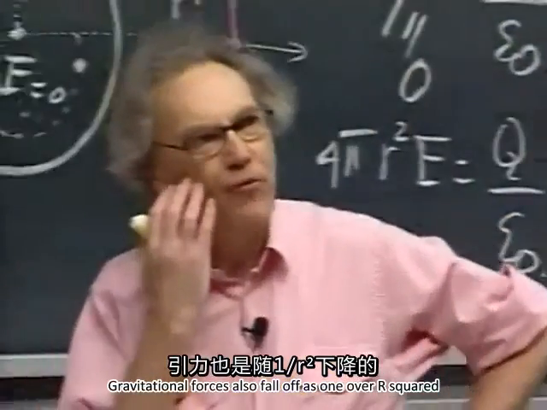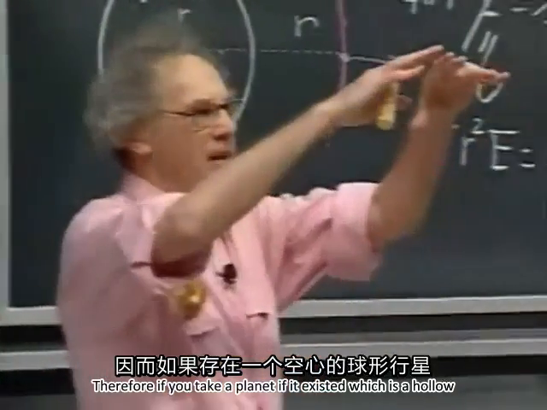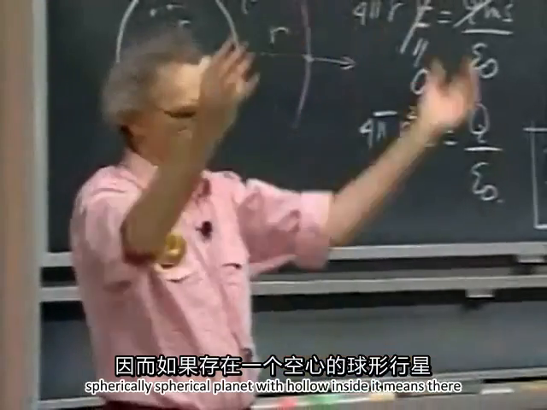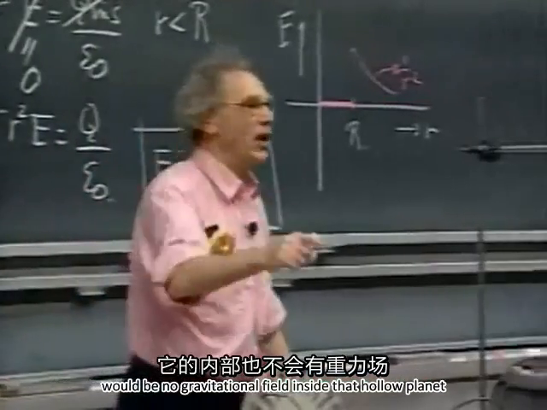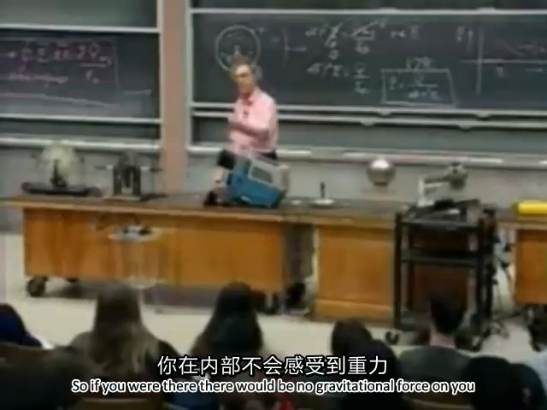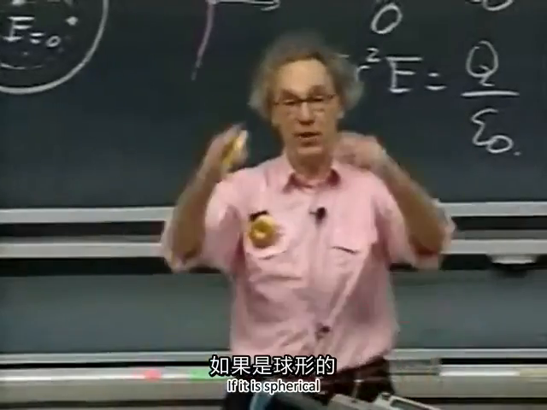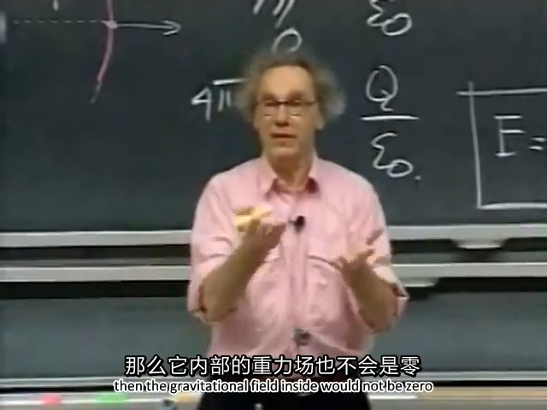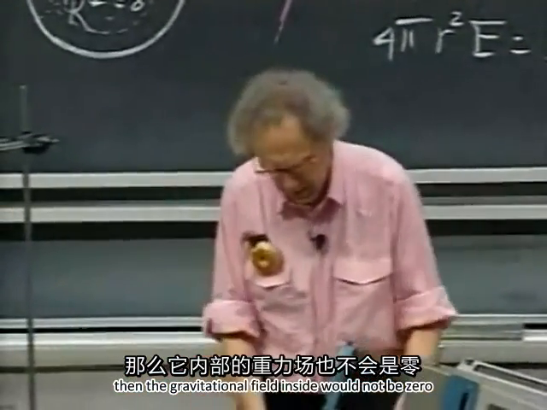Gravitational forces also fall off as 1 over r squared. Therefore, if you take a planet, if it existed, which is a hollow spherical planet, hollow inside, it means there would be no gravitational field inside that hollow planet. So if you were there, there would be no gravitational force on you, if it is spherical. If that planet were a cubical planet, then the gravitational field inside would not be 0.